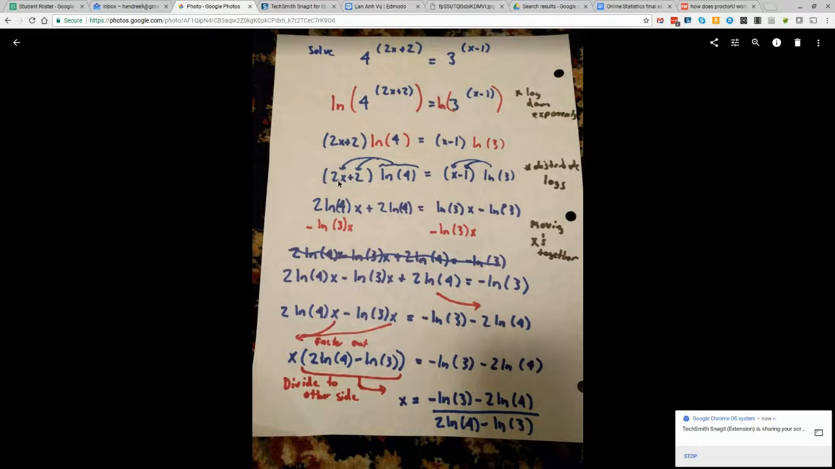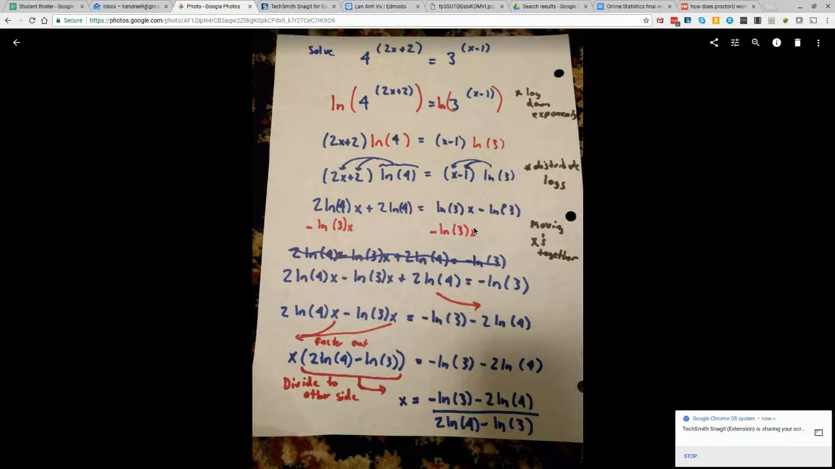So I multiply both 2x and 2 by that, and I get 2 times the natural log of 4 times x, okay? Really just think of this as something times x plus something here, 2 times the natural log of 4. Over here, same thing. This is natural log of 3. That's just something times x minus something, some number.